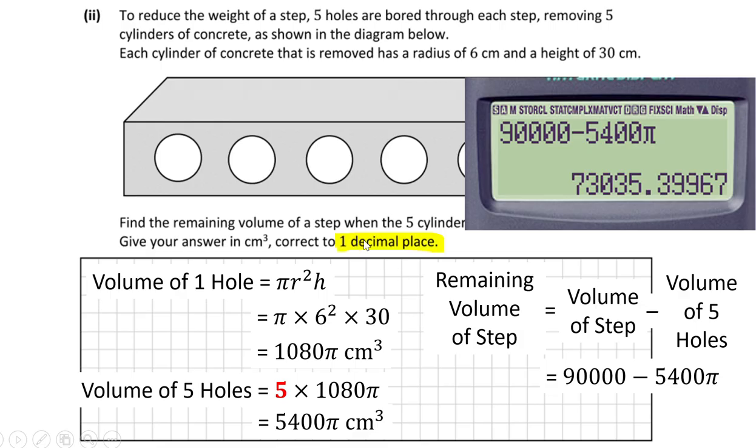And of course it says correct to 1 decimal place. So find the 1 place after the decimal, identify where to round, look at the digit on the right, and this is going to be an answer of 73,035.3 or 73,035.4. Of course this decides whether we round up or down. So 5 to 9, climb the vine, and our answer is going to be 73,035.4 centimeters cubed.